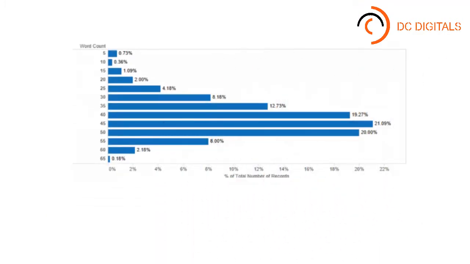Their analysis found that the most common length of content in a featured snippet is between 40 and 50 words. Because of this, you should try to keep your section of content no longer than 50 words and no shorter than 40. Use headers to break up your content sections.